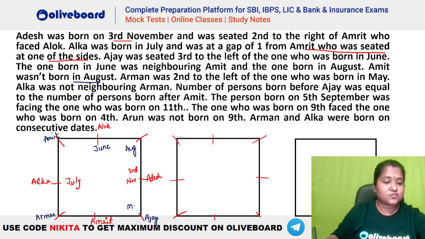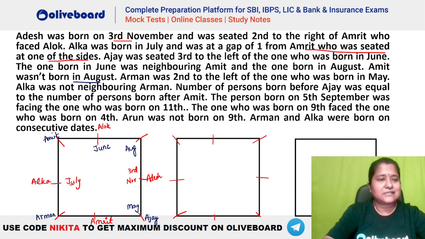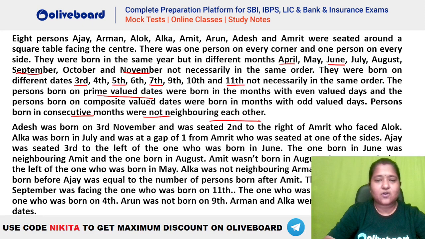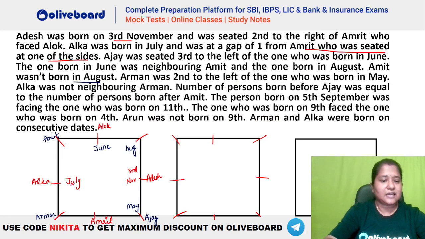So May has to be here. This is going to be Ajay in May. You can see we have placed a lot of information right now. Only one of the persons is remaining. Who is that person here? Let's quickly check. Okay, let's see who is left. I guess Arun is remaining, right? So Arun is the only person remaining, so Arun will be the one born in August.